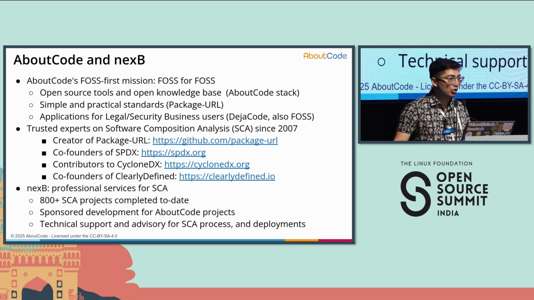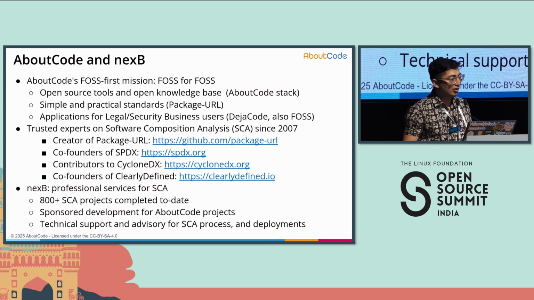Everything we do in AboutCode is fully free and open source. Our mission is to provide open source tools and open knowledge bases, which help you look for what is in your software. And we give you simple and practical standards to do that. We also have applications that cater to legal and security business users. So these are people in our organization who are handling large-scale packages and inventorying and looking for compliance issues or risk in them.